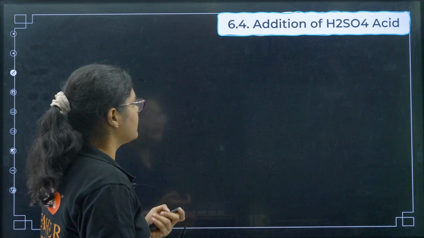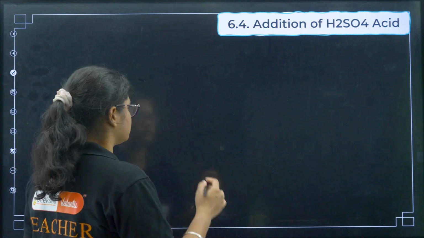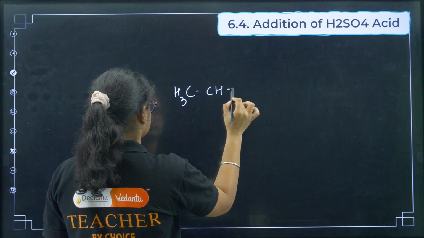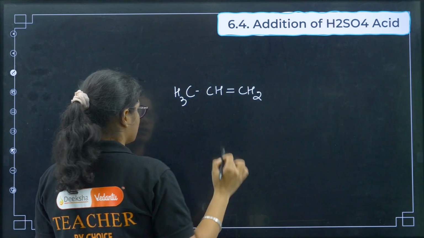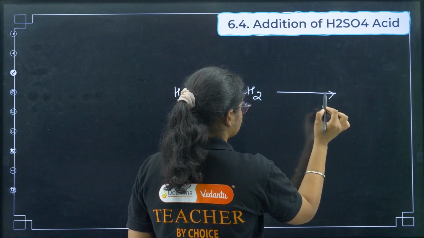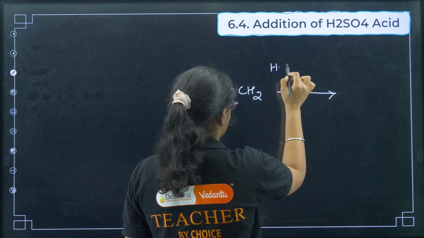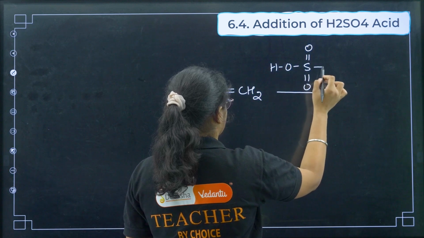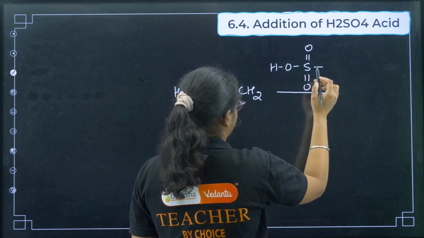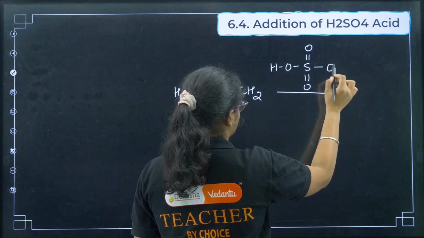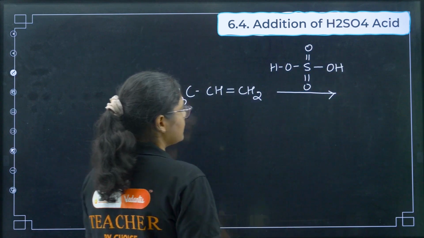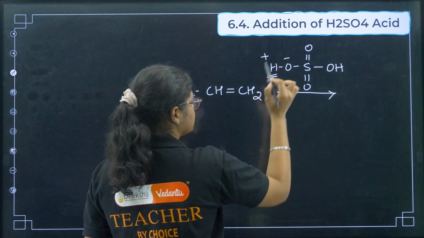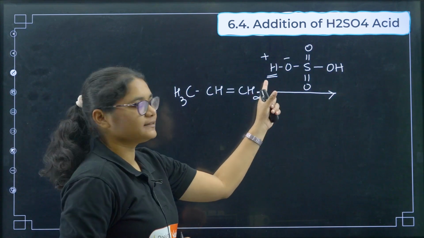Now going to the next one, addition of H2SO4. This is also very simple. For example, if you have propene, the structure is like this. H2SO4, we want one more H. Now you see what happens. This one will donate one H plus, so this is H plus and this is minus. So this is the negative part and this is the positive part.